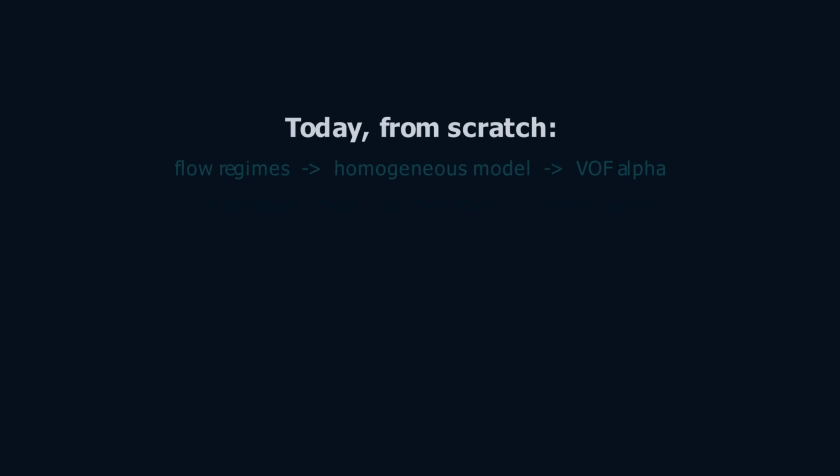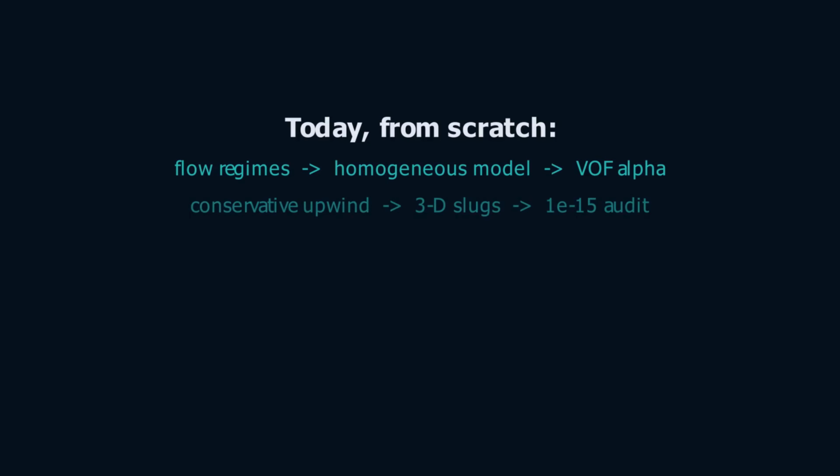Let us take stock of what we actually built in one sitting. We read a flow regime map. We collapsed the 2-fluid model down to the homogeneous model with one stated assumption. We met the volume of fluid field alpha. We discretised with a conservative upwind scheme, stepped around a real conservation bug using a ghost cell, wrote the whole solver in 7 short steps, watched its own output travel down a 3-dimensional pipe, and proved to 15 decimal places that not one drop of virtual liquid went missing.